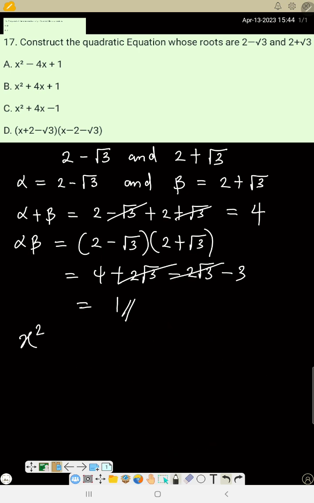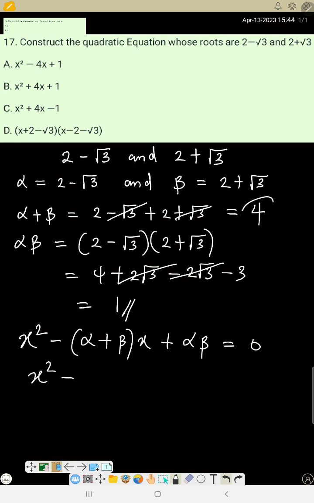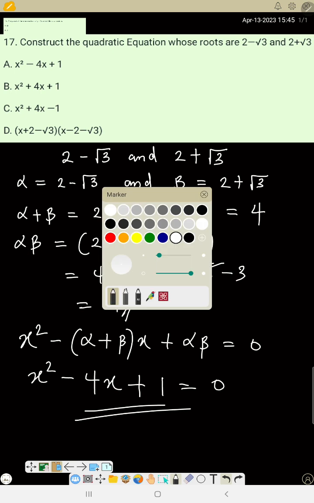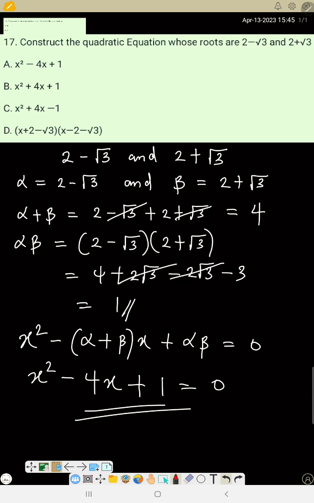So the general formula now is x squared minus (alpha plus beta)x plus alpha beta is equal to 0. So now this is x squared minus, what is our alpha plus beta? That is 4. Minus 4x, then plus alpha beta, that is 1, equals 0. So this is the quadratic equation formed. So the correct answer is A: x squared minus 4x plus 1.